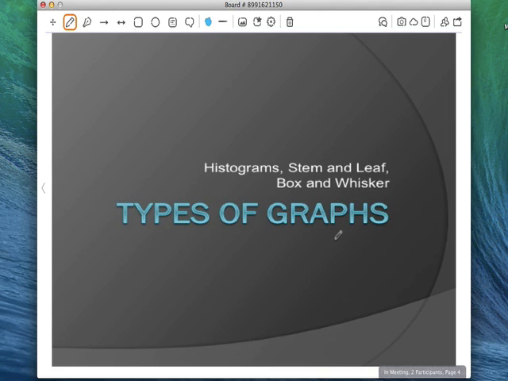So I hope you enjoyed that. If you need any help with these types of graphs, just let me know. We'll talk about them more in class, but now you know. Histogram, stem and leaf, box and whisker.